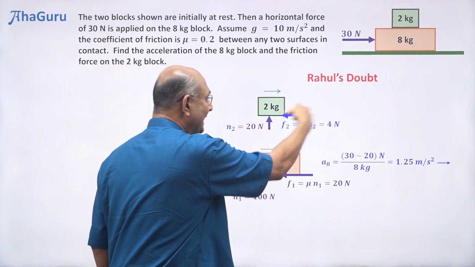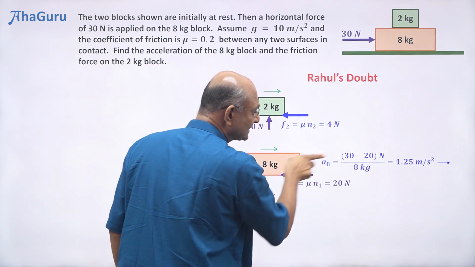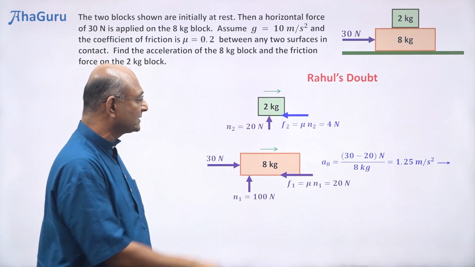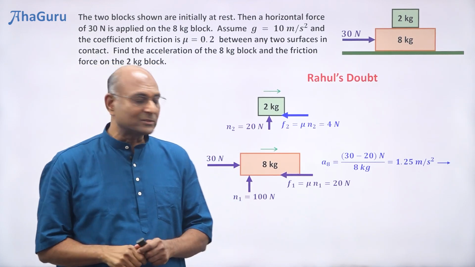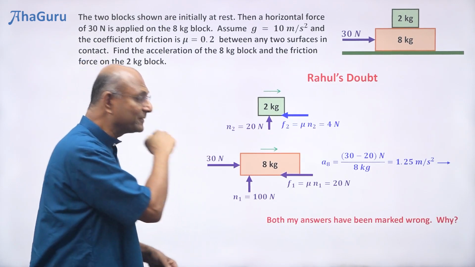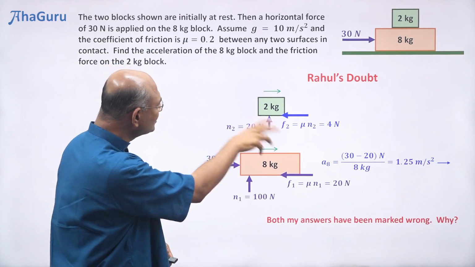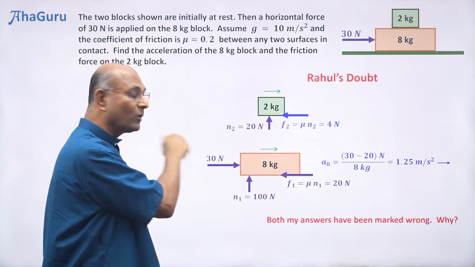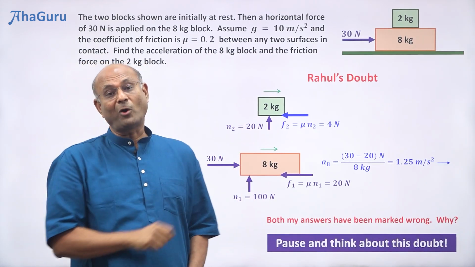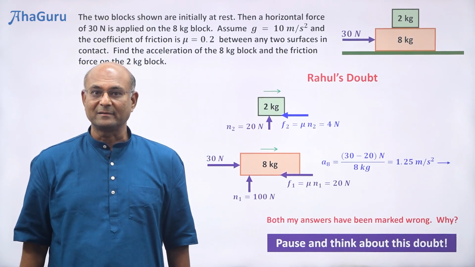Now, he's got this answer, friction 4 newtons, and he's got the 8 kg block's acceleration, 1.25 meters per second squared. Now, many of you may think that this is actually right, but it turns out both of these have been marked wrong. And Rahul's question is, what is wrong with what I have done? So that's what you need to find out. So can you please pause and try to figure out where Rahul made a mistake?